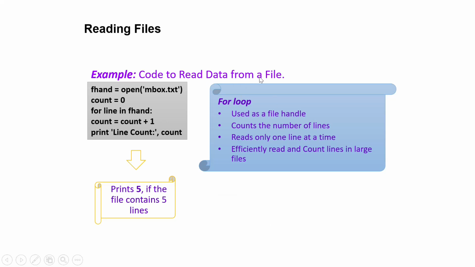Example code to read the data from a file. You can see the file handling open method, like mbox.txt, count equals 0. For line in file handling, count equals count plus 1. Like in loops, I taught you plus plus and minus minus. Once you do the plus, it will always increase the value till the condition is not satisfied. Once the condition is satisfied, it will exit from the loop, right? So the for loop is used to file handle and count the number of lines as per your condition. It reads only one line at a time, and obviously it will satisfy the condition one at a time, and efficiently read and count the lines in the file.